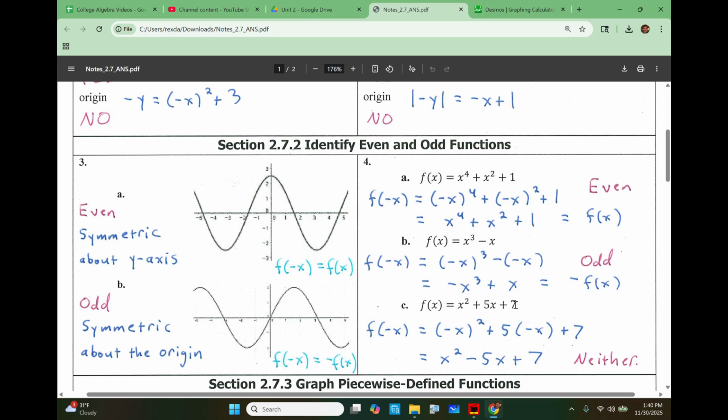Again, a function itself is a relation that passes the vertical line test. For every x value, there's at most one y value. And now we're doing just a couple more describers, talking about even functions and odd functions.